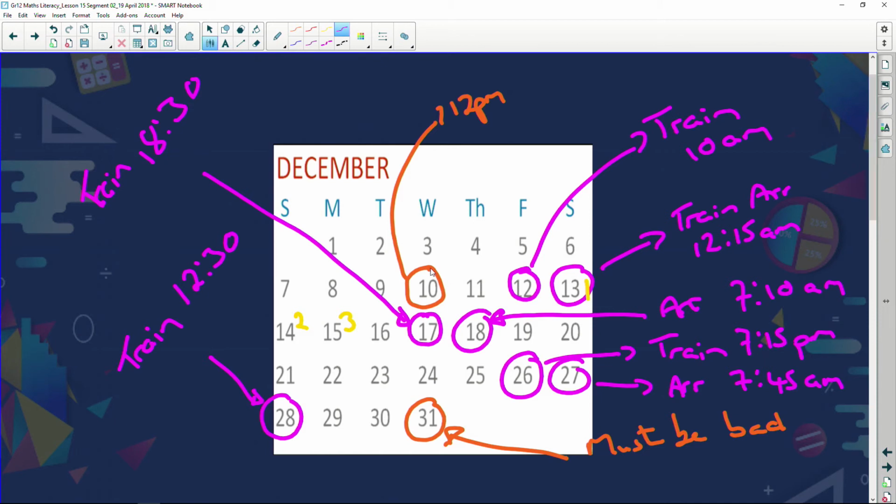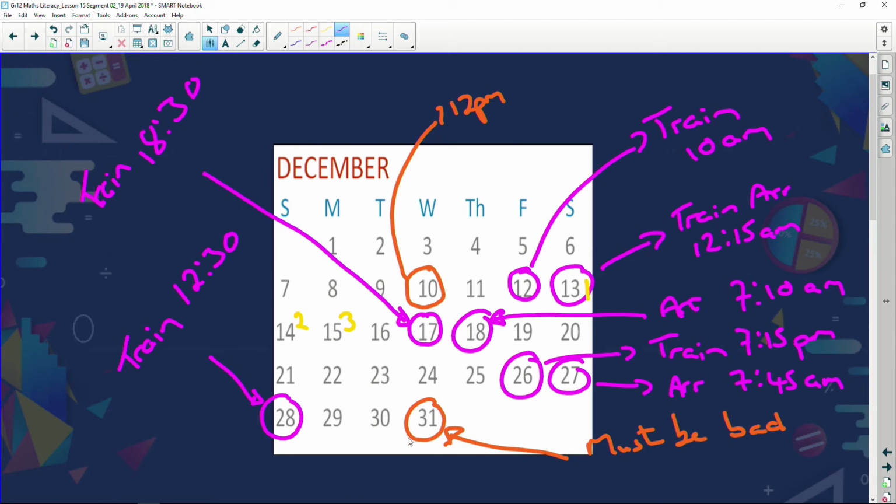Although we break up on the 10th, we're going to leave on the 12th at 10 a.m. We arrive in Johannesburg at 12:15. We spend 1, 2, 3, 4 nights at our aunt. Remember, we had to spend a minimum of 3, but we couldn't leave Tuesday. There was no train. So we leave on the 17th and we leave at 6:30 at night. We arrive in Durban at 7:10 a.m.